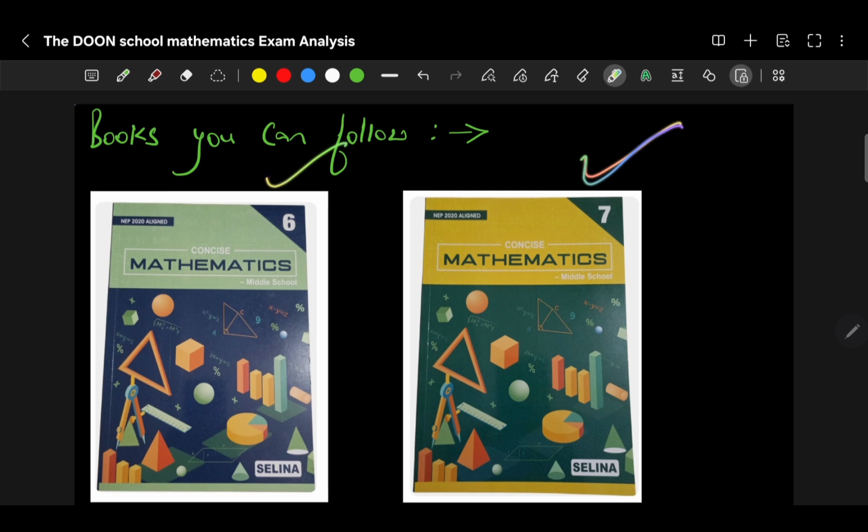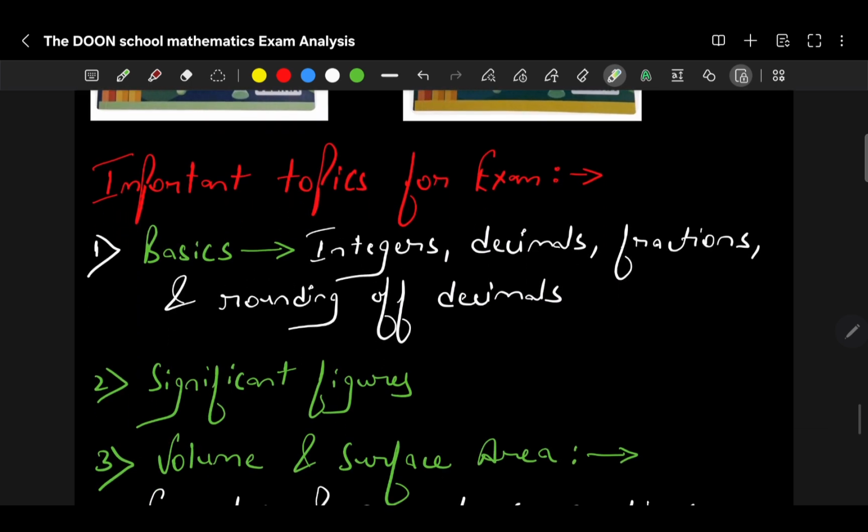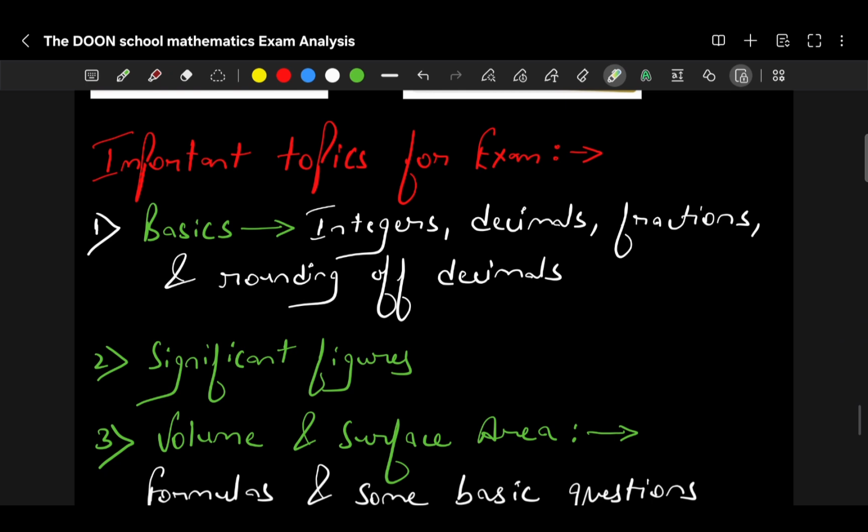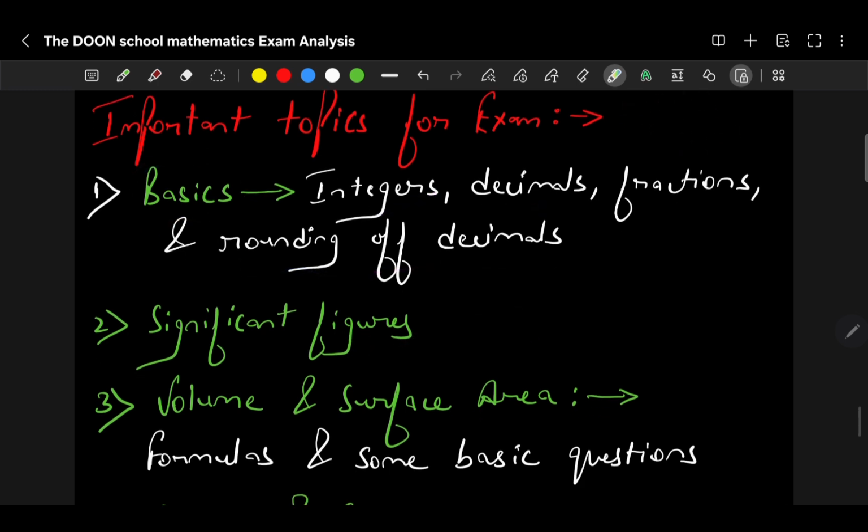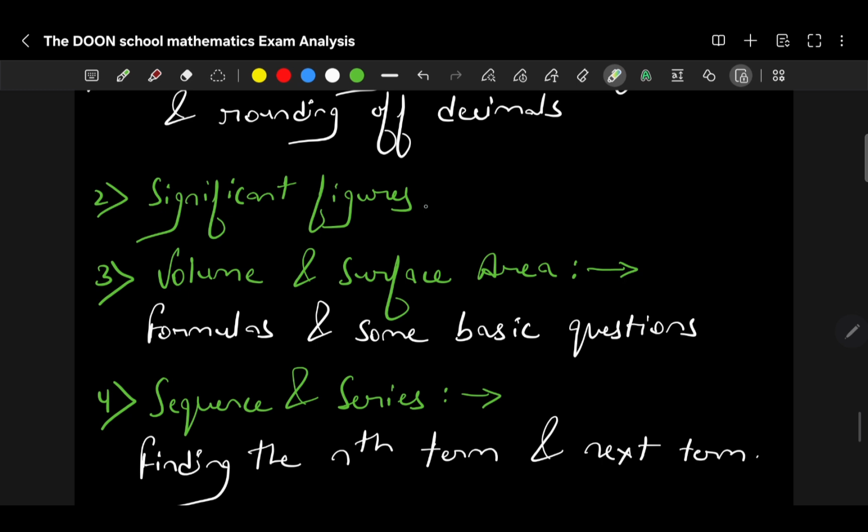And some important topics you should learn. The very first thing, basics should be clear, like integers, decimals, plus minus things. Let's say -3 plus 2 will give you -1. You should know what sign will come. And fractions, rounding of decimals, and significant figures is also a good topic they can ask. I don't think they have asked it, but in the previous sample paper, when they used to provide sample papers, a question was there on significant figures. So you can refer to this topic, a very simple topic. It will take about 1 hour to get through this topic.